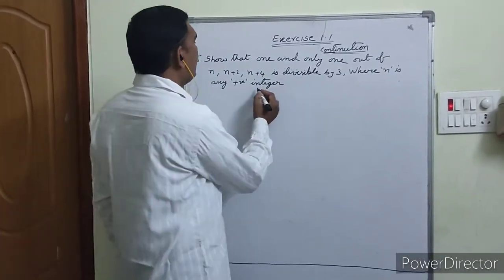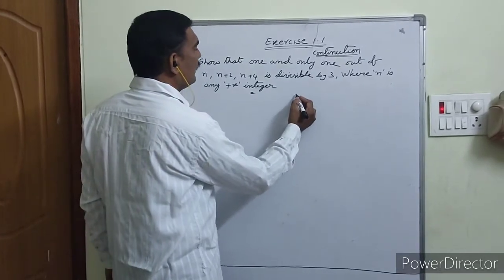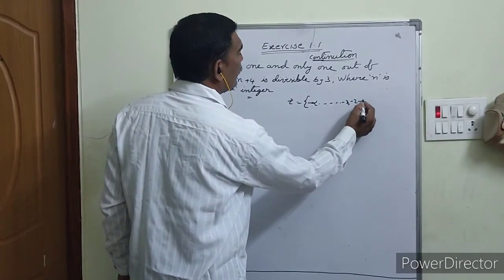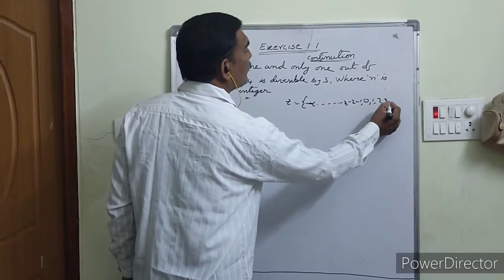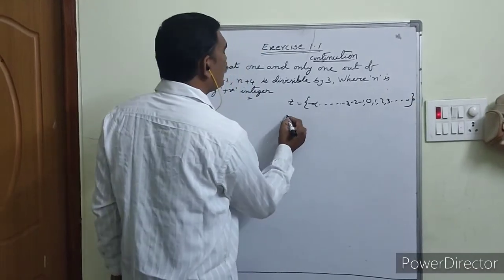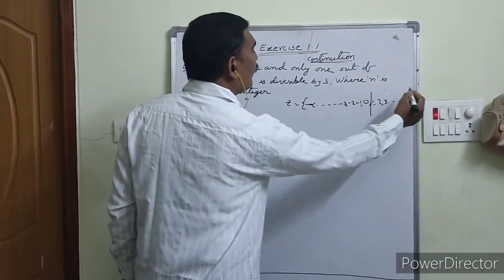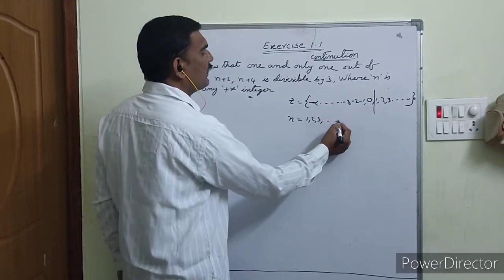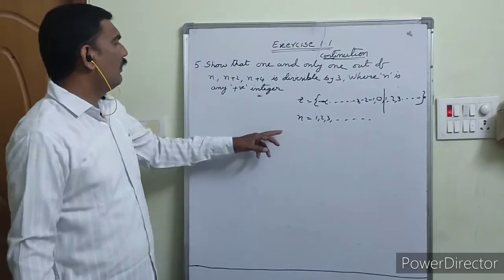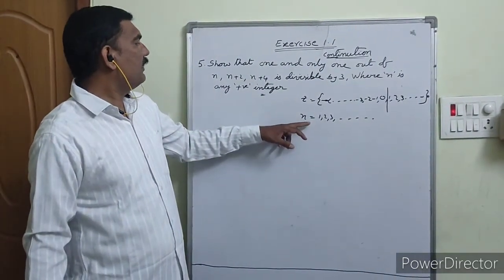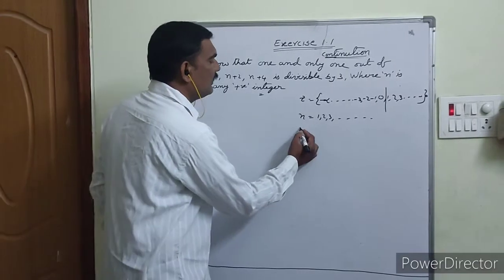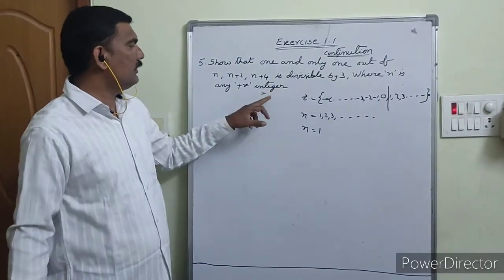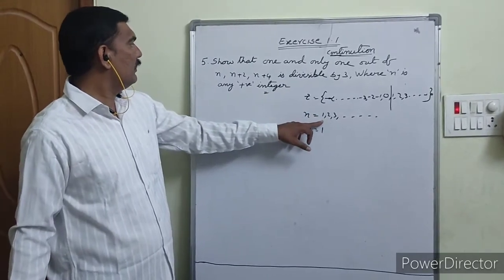So n is any positive integer. As I said, integers will be minus infinity, minus 3, minus 2, minus 1, 0, 1, 2, 3, etc. Positive integers means I have to take from 1 to infinity. So n values I have to take 1, 2, 3, etc. Let us see what we get by taking n equal to 1. Now I am taking n equal to 1. N is any positive integer, so I assumed n as 1.